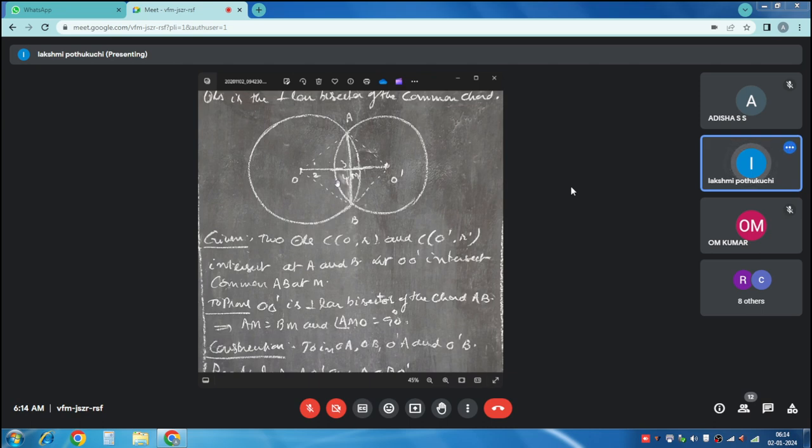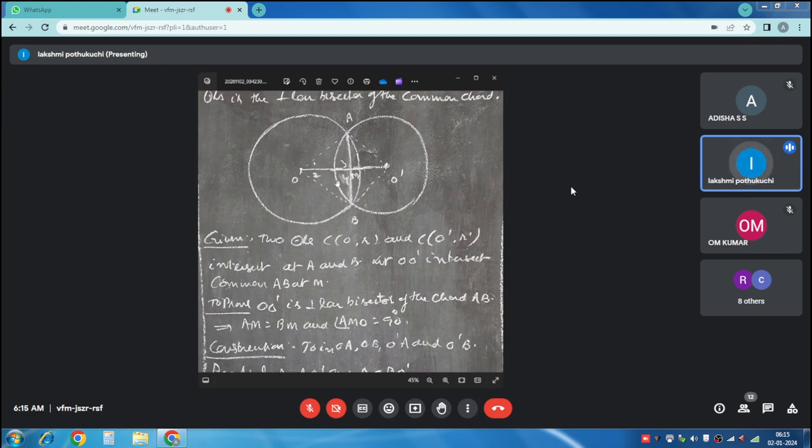Now come to the proof. In triangles AOO' and BOO', AO is equal to BO, radii of the first circle. AO' is equal to BO', radii of the second circle. Then OO' is common for both. Therefore, by SSS property, these two triangles are congruent. By CPCT, angle 1 is equal to angle 2.